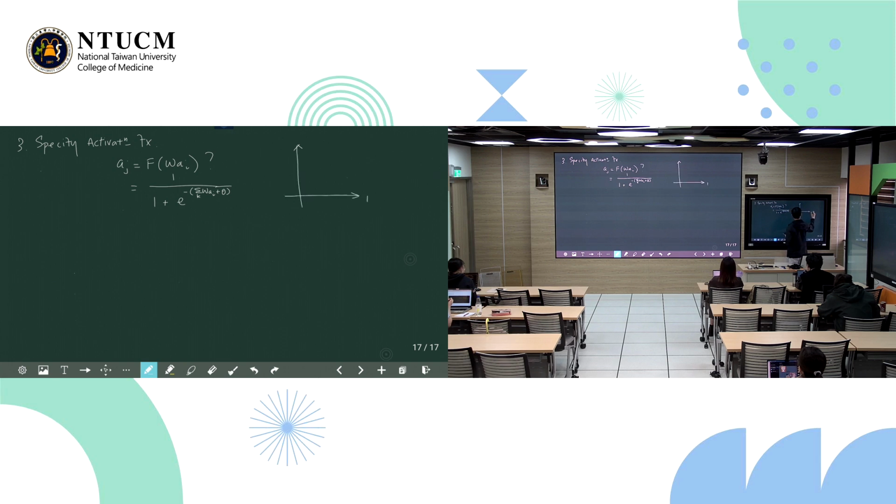And it looks like this. So we have theta, and then we have 0, and then we have aj, which is the f of wai, right? And then we have 1, and we have 0.5. And it sort of looks something like this. Never reaches 1. It crosses over at theta. That is the sigmoid function.